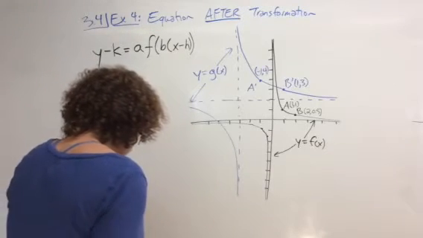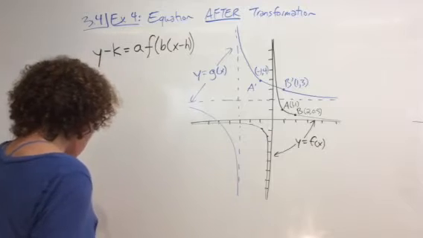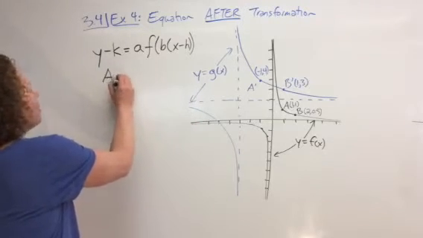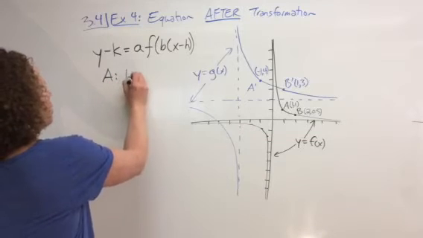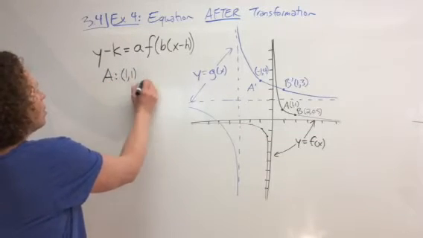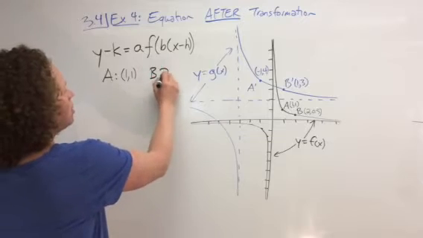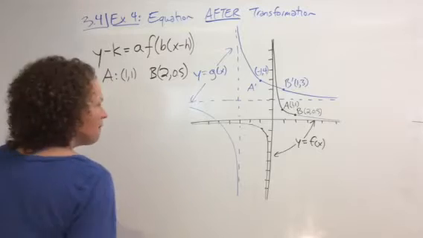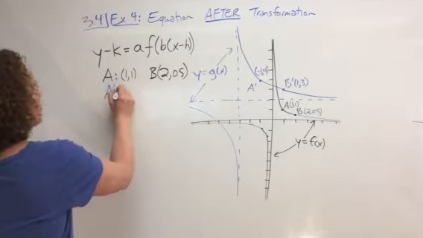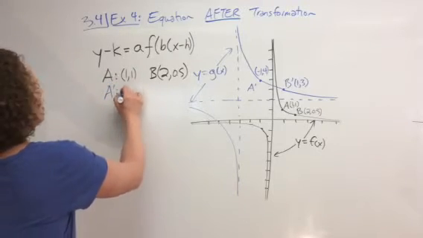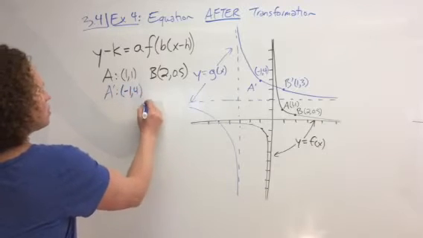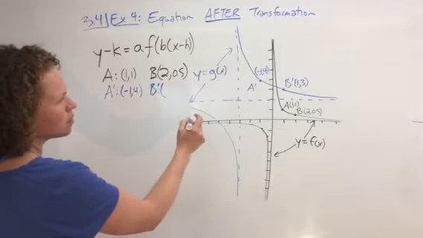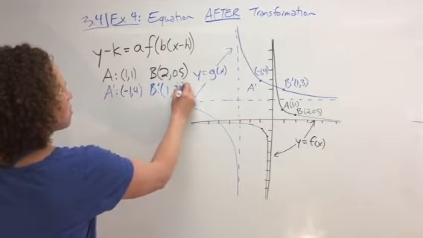So what I want to look at to begin with is, I'll just list my points. My point A is (1, 1). My point B is (2, 0.5). A prime is (-1, 4). B prime is (1, 3).